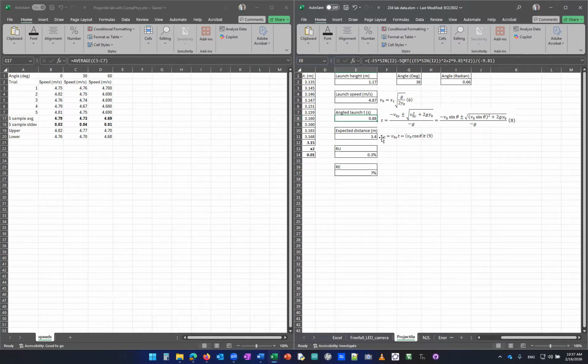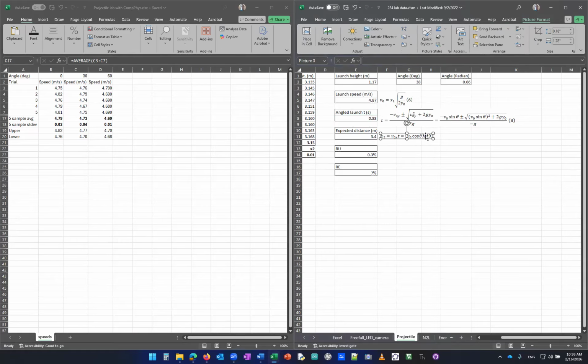And then you can calculate distance with this equation, which in our case is equation number 5. You'll be able to get that V0x is V0 cosine of the angle. Make sure you don't just use V0. That'll give you the expected distance.